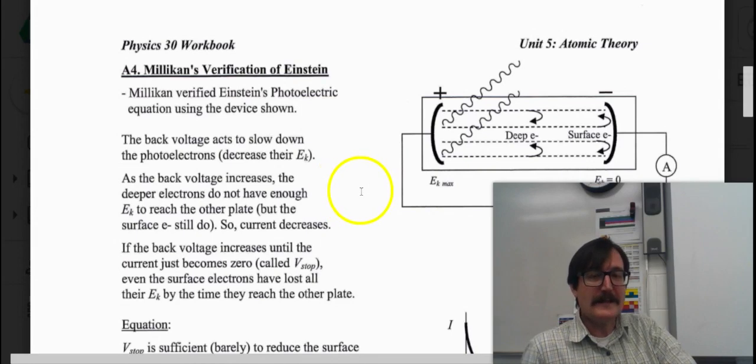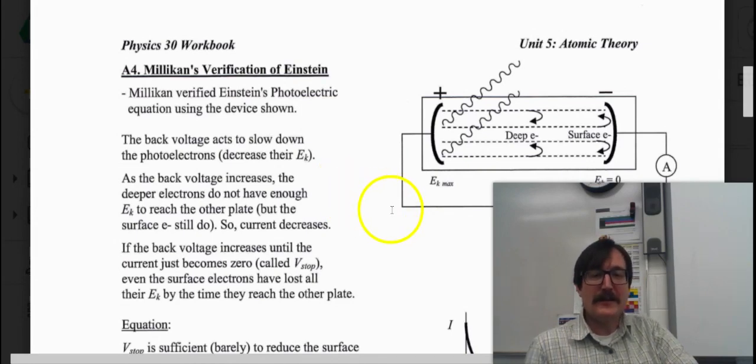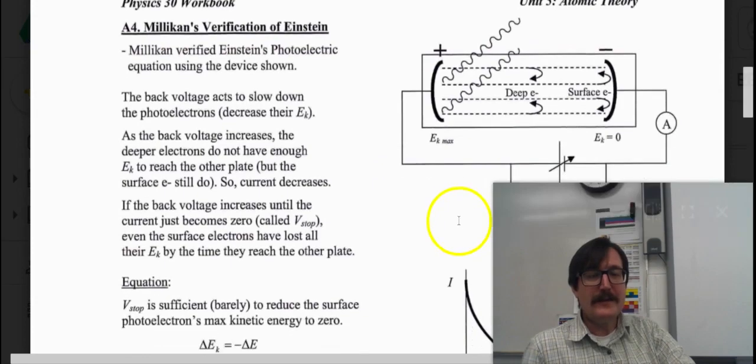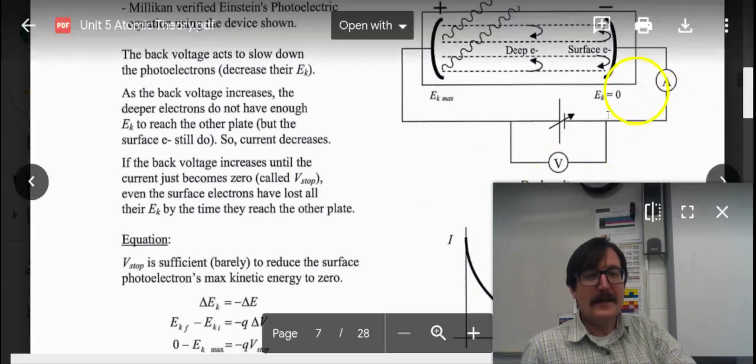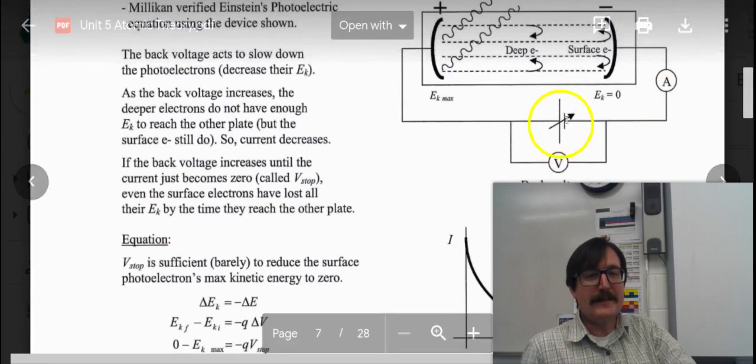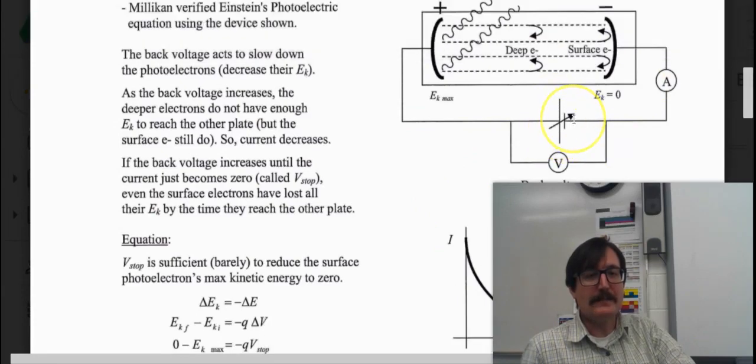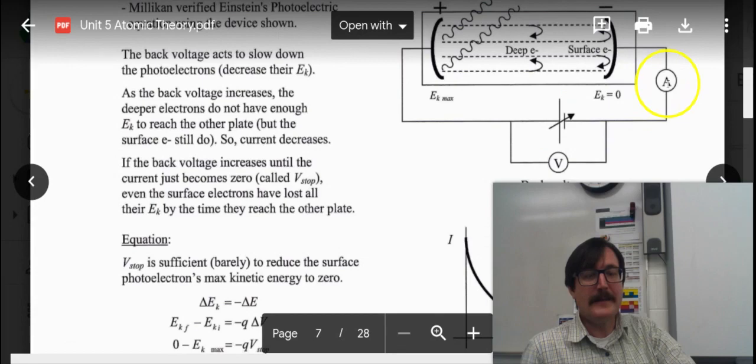So current decreases. If the back voltage increases until the current just becomes zero, we call it the stopping voltage, shown as V stop. Even the surface electrons have lost all of their kinetic energy by the time they reach the other plate. So there's the visual, and you can see this is the stopping voltage. This is a variable voltage source that can be increased to the point where the current in the ammeter drops to zero, because all the electrons, even the most energetic ones with maximum kinetic energy, cannot reach the surface of the anode.